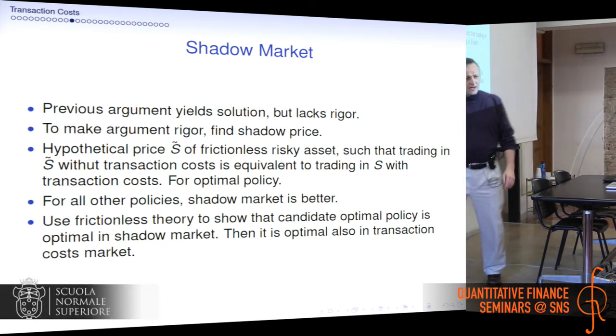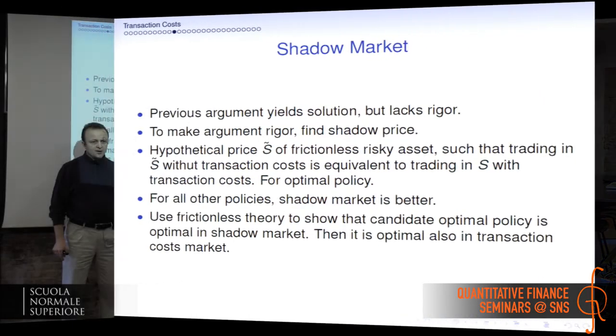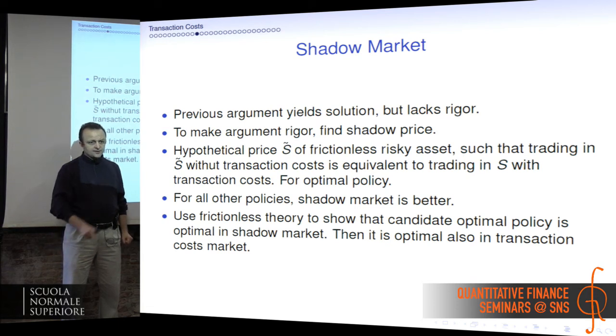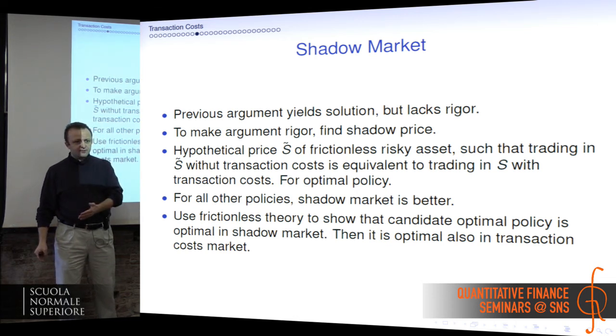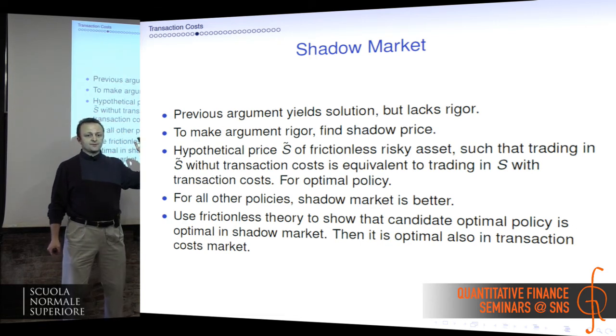Now, suppose that I tell you that there is a strategy which is optimal for the shadow price, and that the same strategy gives you the same payoff both for the shadow price and for the original price. Then you tell me, well, then this strategy must be optimal also for the original price, because it does a job that is as good as it could be even for the shadow price.